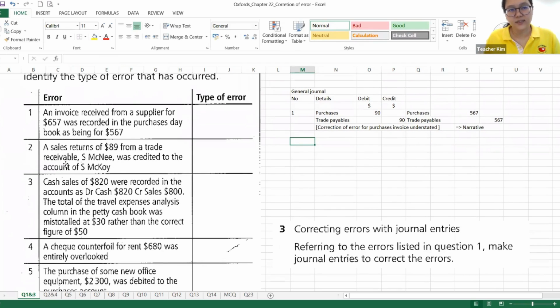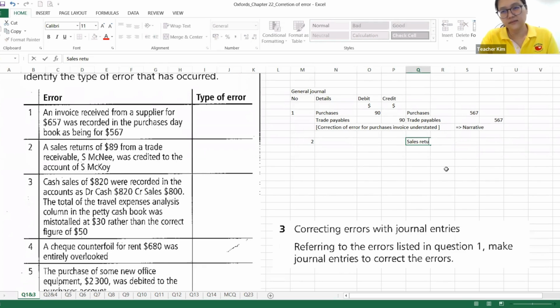Okay, now the next one, a sales return of 989 from a trade receivable, as money was credited to the account of... So these two accounts have a problem. Sales return, no problem. When we have the sales return, we will debit sales return, and from who? From S Mac me. But accidentally, we didn't put S Mac me. We put X Mac coin. So this account is wrong.